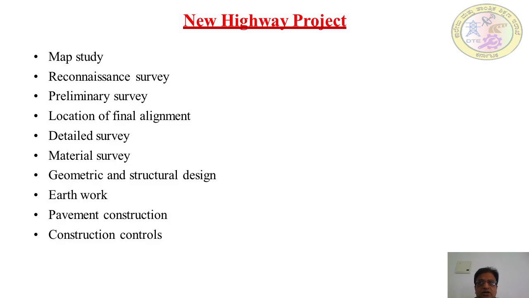Construction control: what are the construction quality controls, quality control needs to be done, everything has to be shown for a new highway project. So: map study, reconnaissance, preliminary, location of final alignment, detailed survey, material survey, geometric and structural design, earthwork, pavement construction and construction controls.